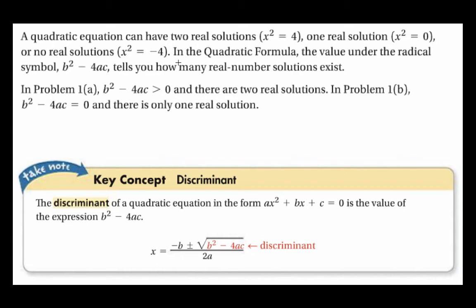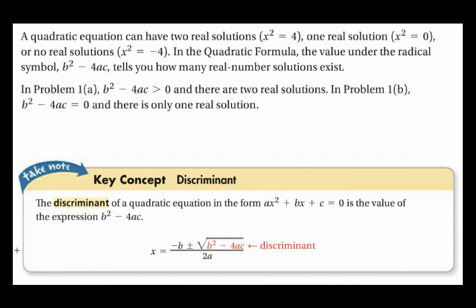And in our next lesson, we're going to look at what we do when we have no real solutions. In the quadratic formula, the value under the radical symbol, the b squared minus 4ac part, tells you how many real number solutions exist. In the first example, b squared minus 4ac was greater than 0, and there were two real solutions. In the second problem, b squared minus 4ac equaled 0, and there was only one real solution. So this b squared minus 4ac is called the discriminant.